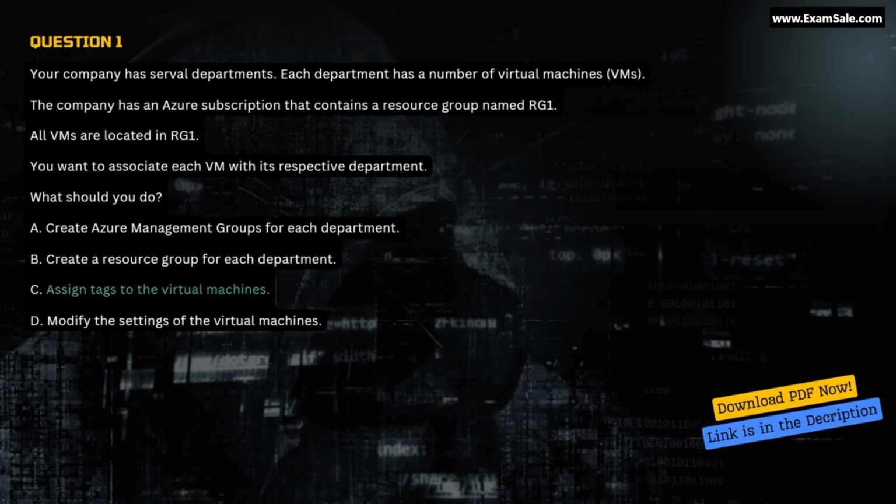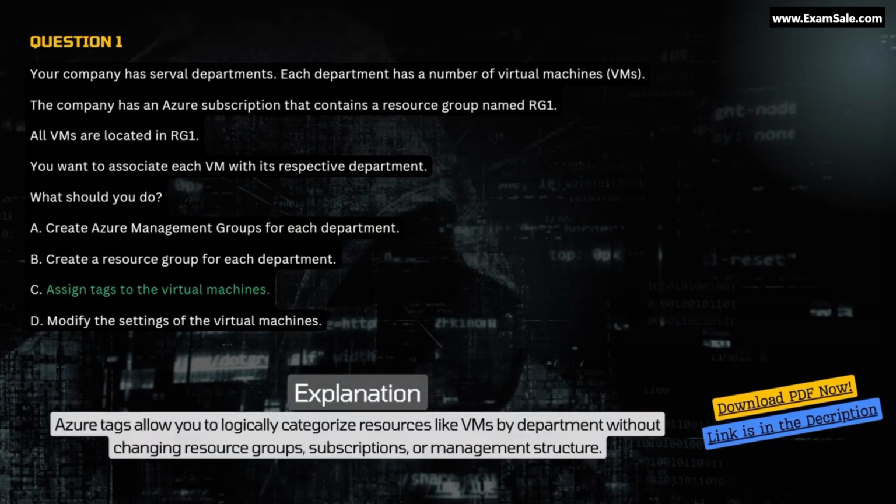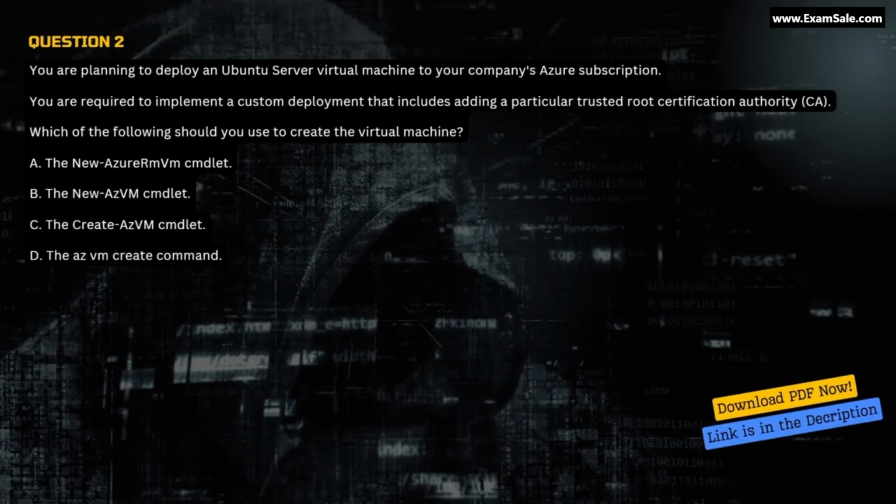Correct answer, C. Assign tags to the virtual machines. Explanation. Azure tags allow you to logically categorize resources like VMs by department without changing resource groups, subscriptions, or management structure.